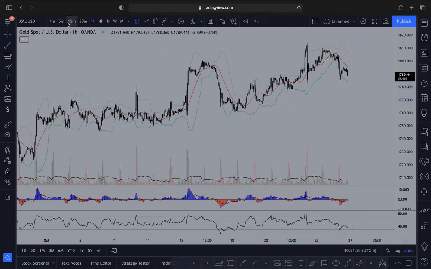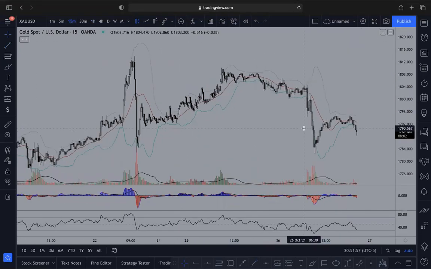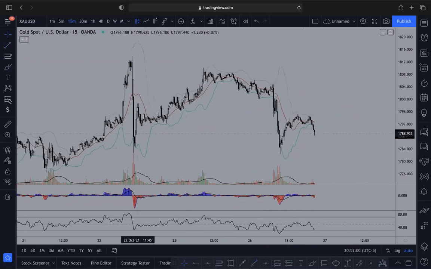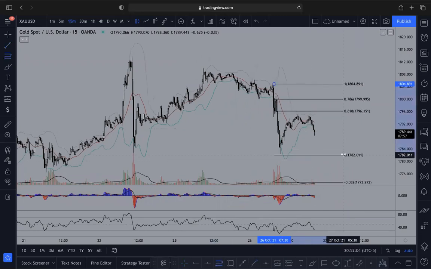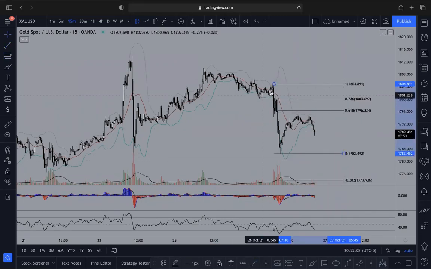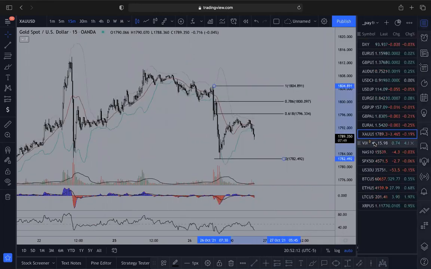I'm trying to find where I would get in on another position, but it already looks like it's going. This would be the spot though, 78.6. But I think it's going to drop.